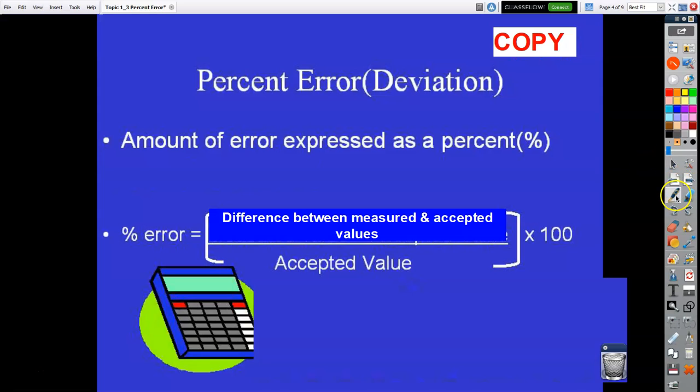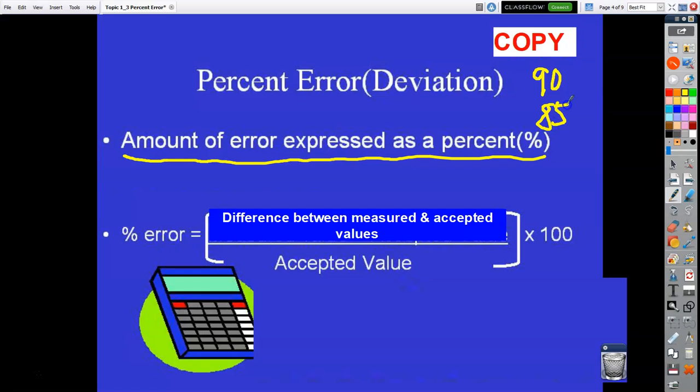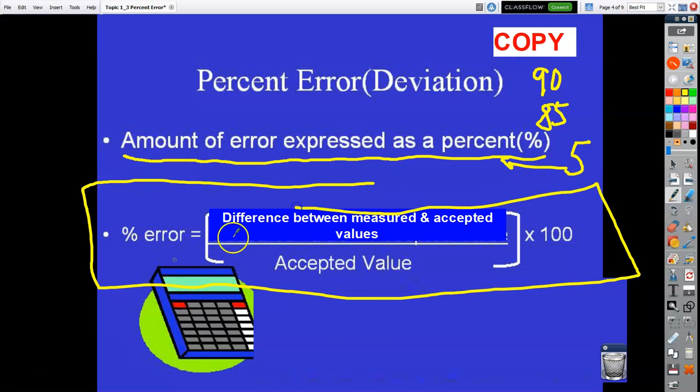Now, when it comes to percent error, this is the actual equation down here. The definition of percent error is up here: the amount of error expressed as a percent. So I'll go back to that example I gave in the beginning. I said, let's say I thought it was going to be 90 degrees today, but it only ended up being 85, actually. I'm off by 5 degrees. I want to turn that 5 degrees, that's my error, into a percentage. And this is the formula or equation that I would use.